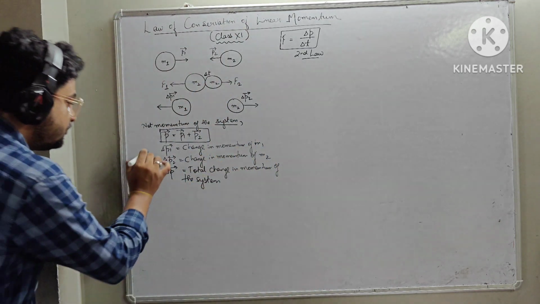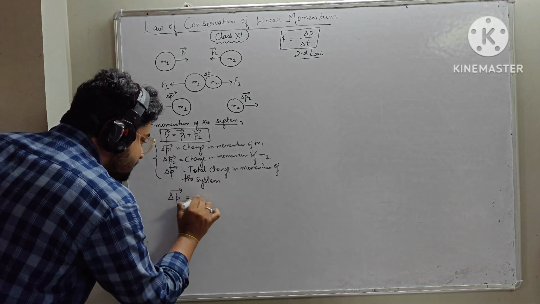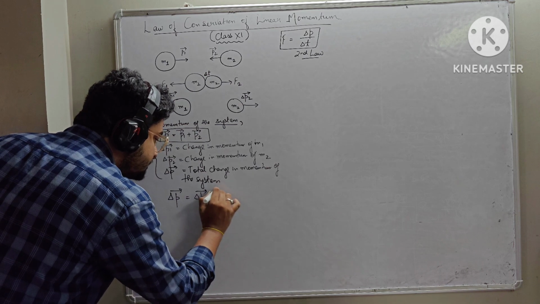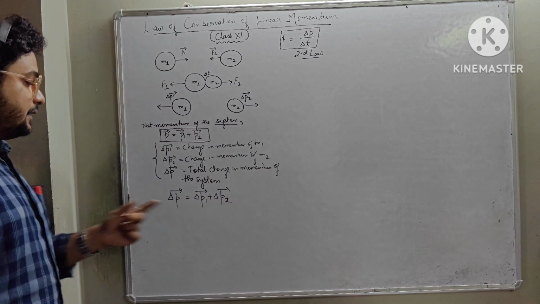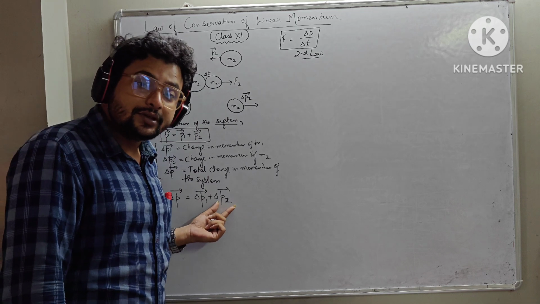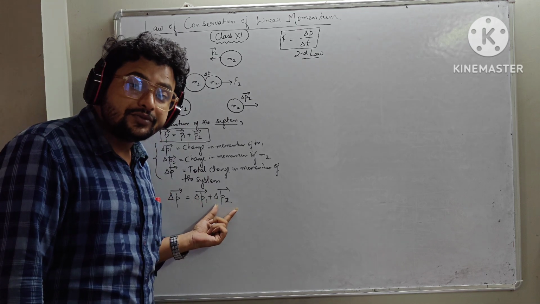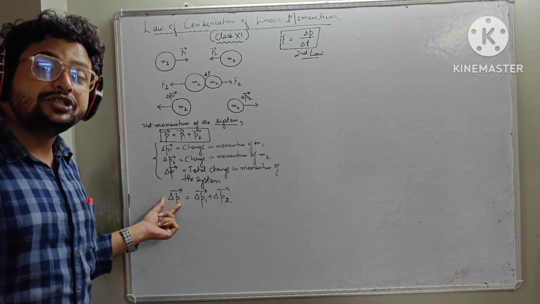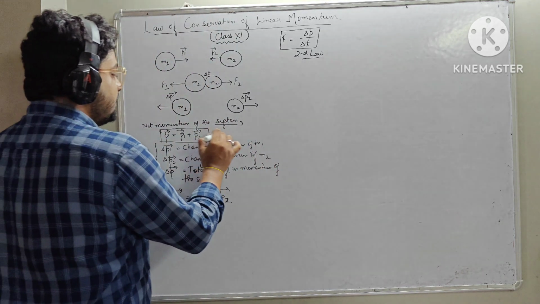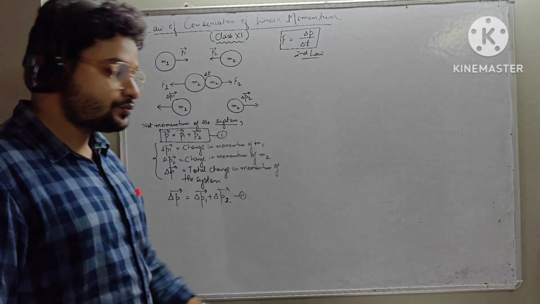So what can I write from these three? Can I write this one? Delta P will be equal to delta P1 plus delta P2. Yes, of course I can write this. This is the change in momentum of the first body, and this is the change in momentum of the second body. So the change in momentum of the first body plus the change in momentum of the second body gives the total change in momentum of the system. Right? Okay. So let us consider this as equation 2. This is equation 1 and equation 2.